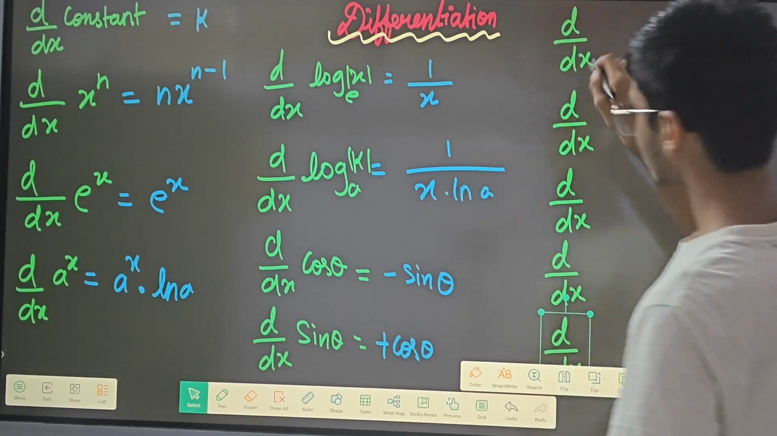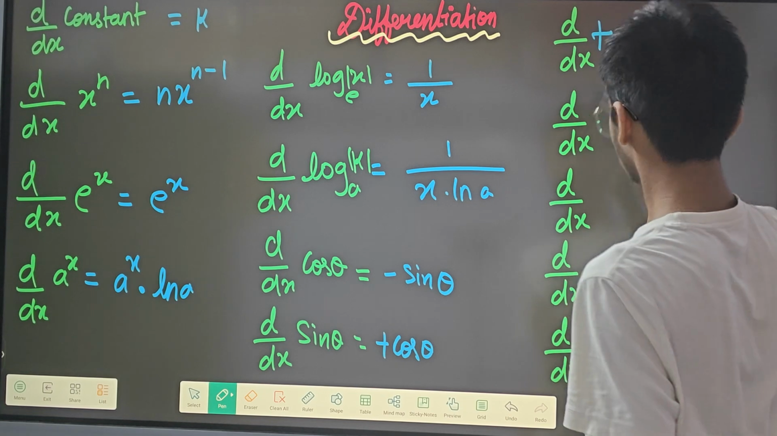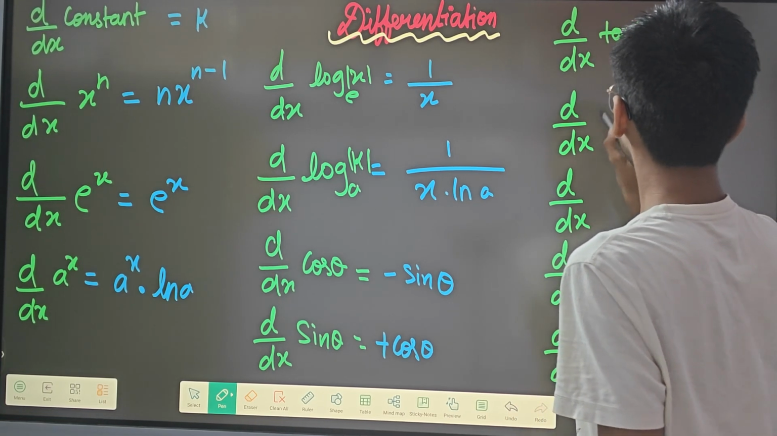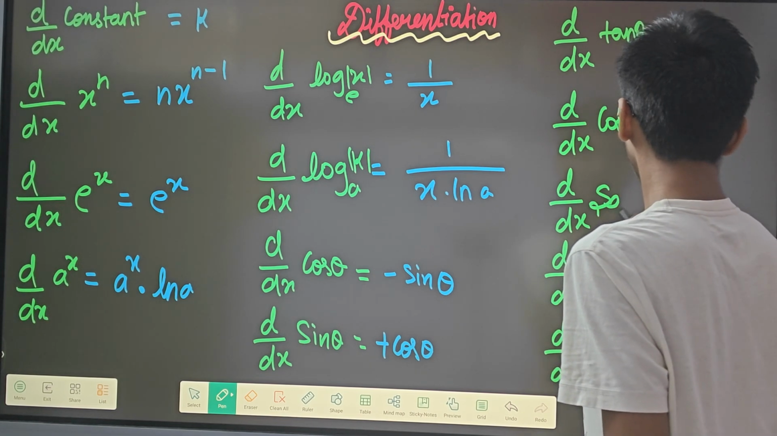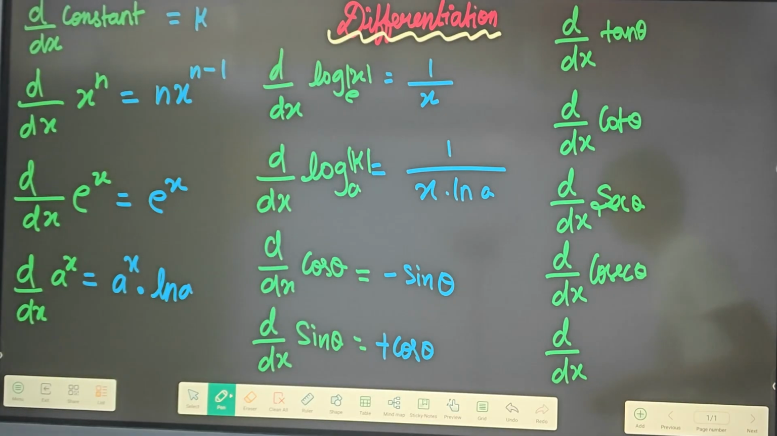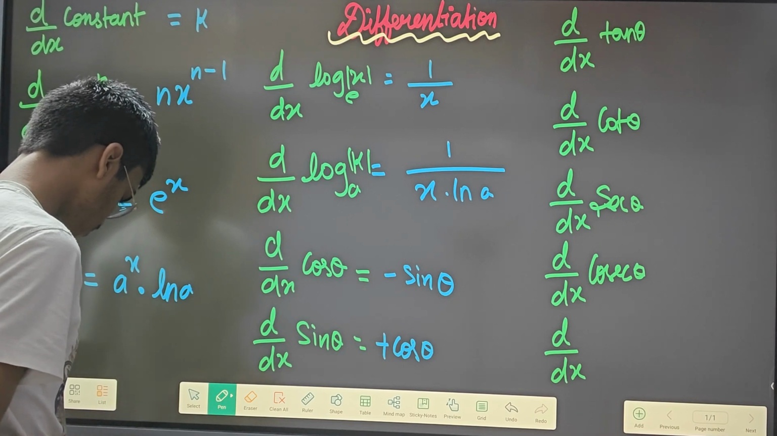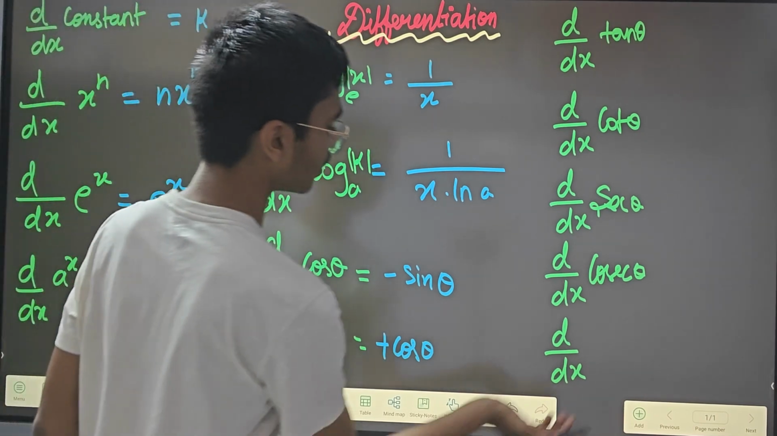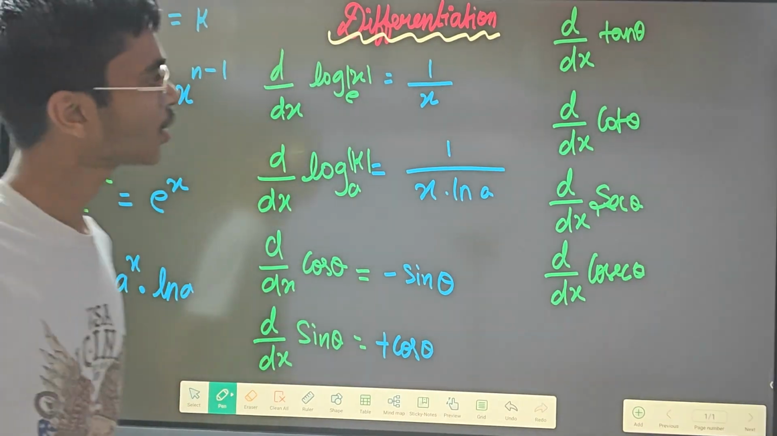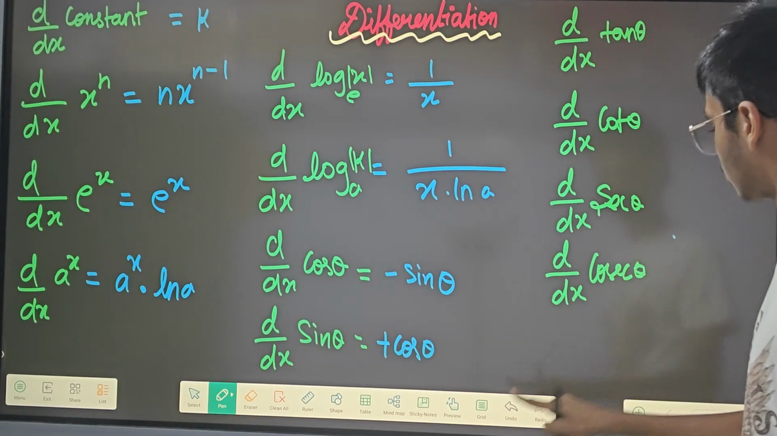Then after this, what are the trigonometric values that you are having? You are having tan theta, then cot theta, then sec theta, then cosec theta, then inverse trigonometric values will be going. Then we will go to the next slide, where we will be using them along with the derivations. Derivations also we will see.